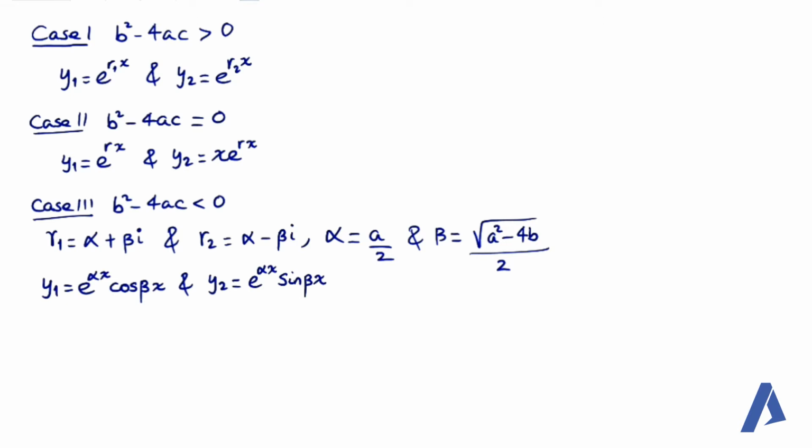ስለዚህ complementary solutionችን የሚሆነው taking the linear combination of y1 and y2 which are e the power of alpha x cos beta x and e the power of alpha x sin beta x. በዚህ መሰረት we can find the solution of second order ordinary linear homogeneous differential equations.